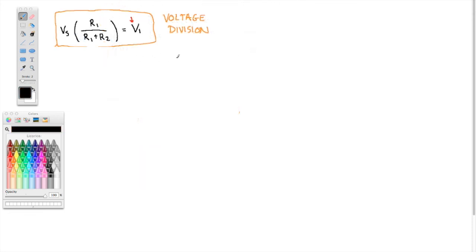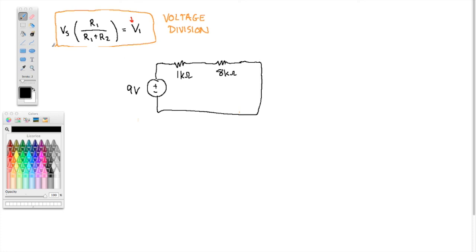Okay, so just for an example, let's say we have that 1 kilo ohm resistor here, and we have that 8 kilo ohm resistor here, and we're connecting a 9 volt source here, and I want to know what's the voltage across this resistor. Call it V1. Alright, well, I first identify that the resistors are in series. And they are, because they exclusively share that node.